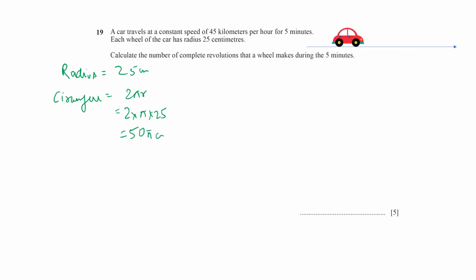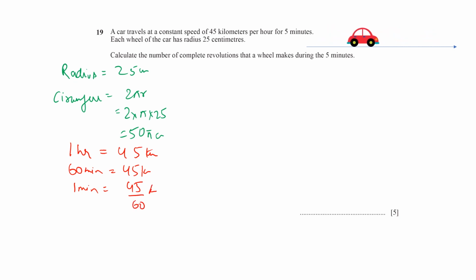Now, why are we calculating circumference over here? Because the distance traveled by the car in one revolution is exactly the same as the circumference of the wheel, right? Okay, now since we have to calculate the number of complete revolutions that the wheel makes during the 5 minutes, what we are given by the question is the speed, right? So 45 kilometers per hour. So what can we say? We can say in 1 hour the car travels 45 kilometers, right? So basically I can say in 60 minutes the car travels 45 kilometers. That means in 1 minute, the car travels 45 by 60 kilometers.